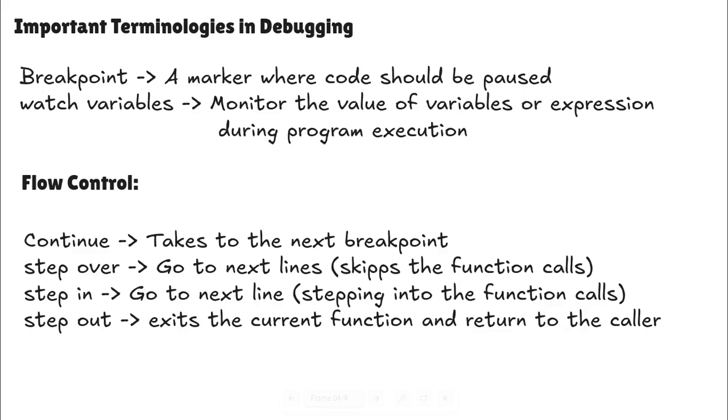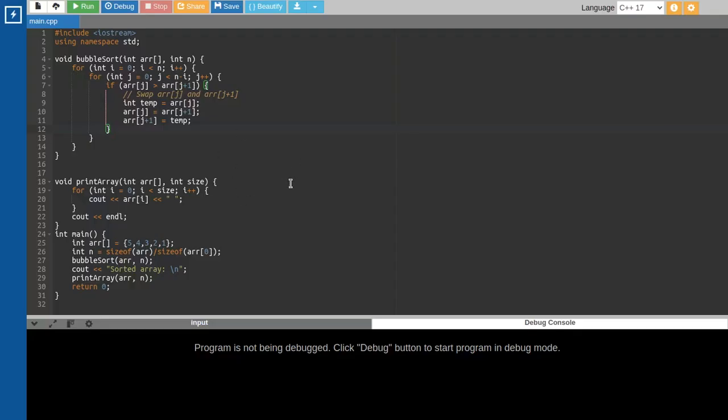And after that, for flow control, we have 4 important terminologies. Continue means we want to go from one breakpoint to another breakpoint without pausing at the intermediate lines. Step over means going to the next line, and step in means going to the next line, but in case of a function call, it will take us inside the function, and once that function is completed, it will take us to the next line. Step out is the opposite of step in. If we are running a particular function and now we want to go back to the caller, then we'll execute step out.